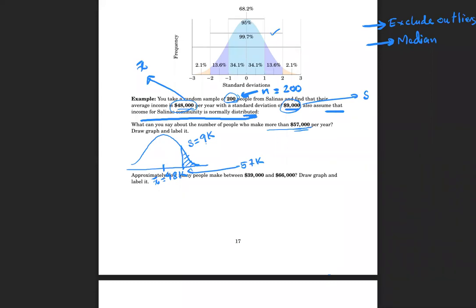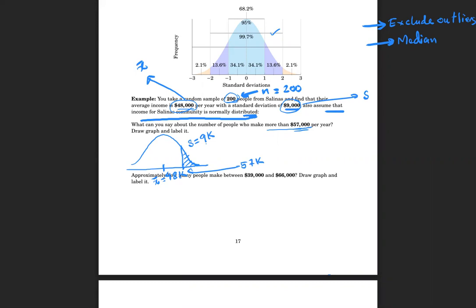Now I'm going to throw the question back to you. I know many of you have tried this problem. Can you please tell me what's up with this? What is it going to be? Approximately how many people make more than 57,000? Anybody wants to take a chance? Nobody wants to try it?